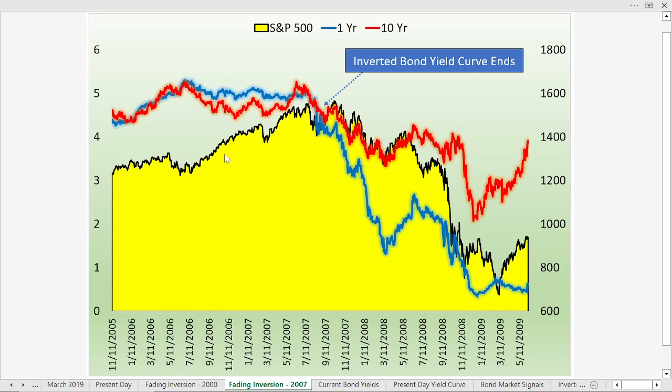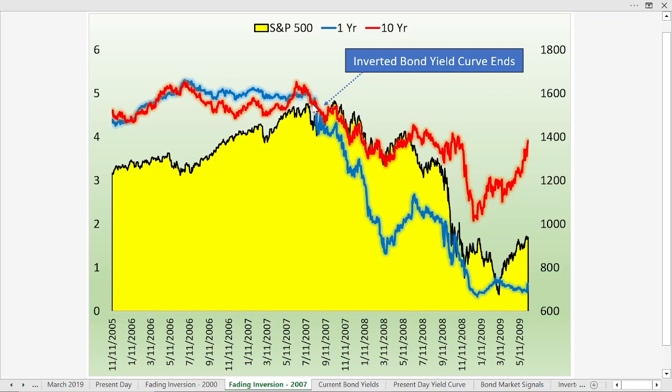We can also see the same pattern emerged in the year 2007. The black line represents the S&P 500. The red line is a 10-year bond. The blue line is a 1-year bond. Now, initially in the year 2006, the 10 was above the 1, and then the blue line, the 1-year, crossed above. And that was the inverted yield curve.